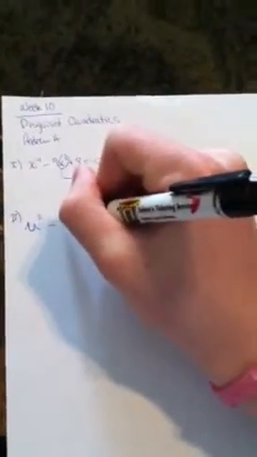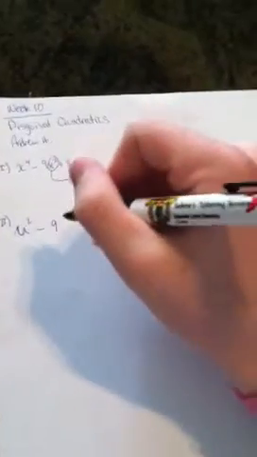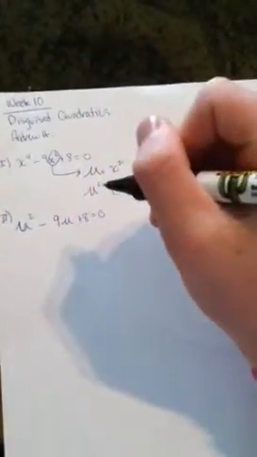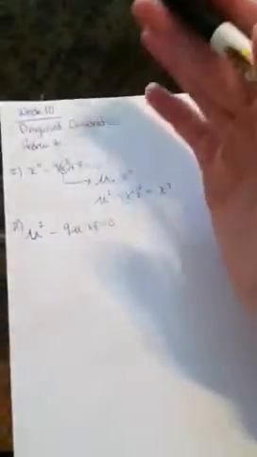So then we bring that back down here. So our u squared is u squared minus 9u plus 8 equals 0. Now we have a trinomial where we can solve it.